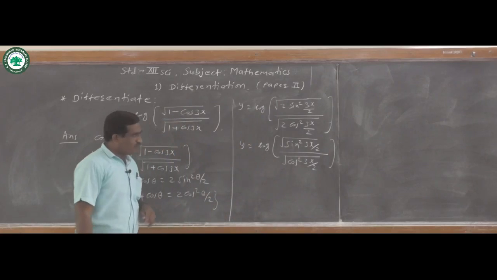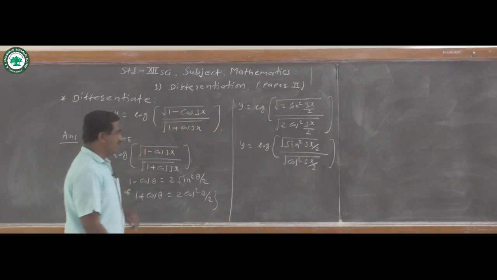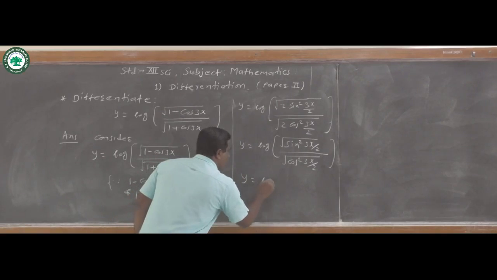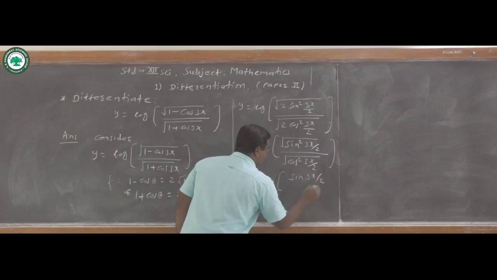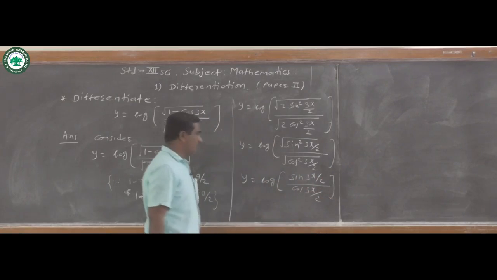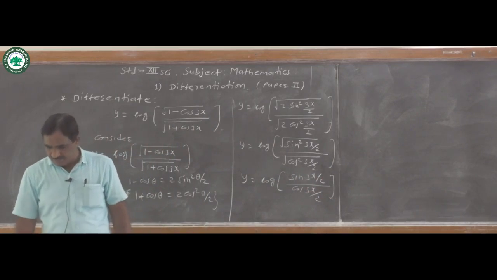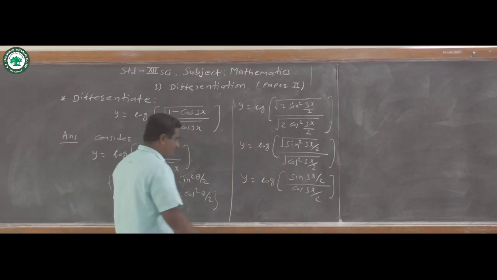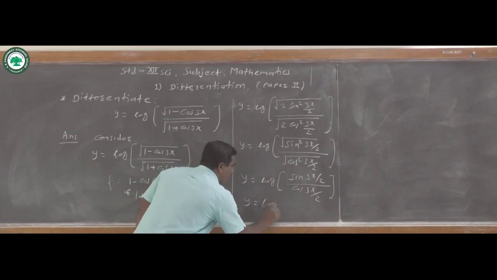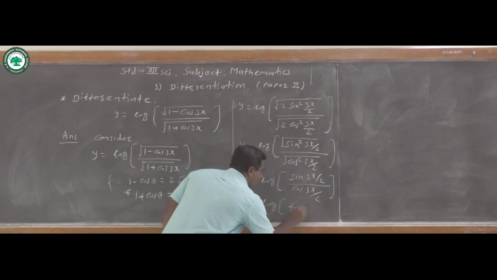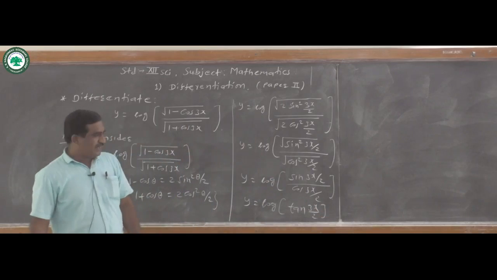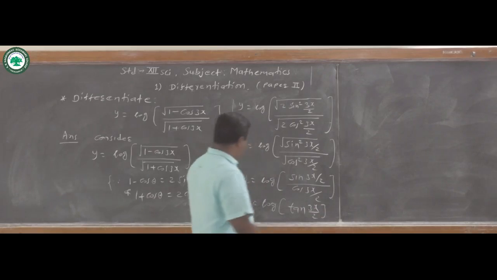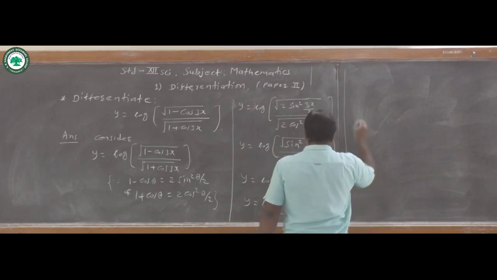Okay, now square root and square cancel out, remains only y is equal to log of, in bracket, sin of 3x by 2 upon cos of 3x by 2. Now we know that sin upon cos means tan. That is, we get y is equal to log of, in bracket, tan of 3x upon 2. Now we can differentiate this equation. Differentiate with respect to x again.